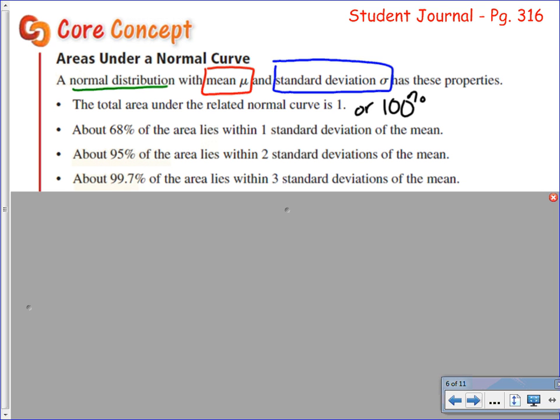Is that why you had us do those squares? Mm-hmm. Yeah, to make the connections between the area under the curve and how much there is.